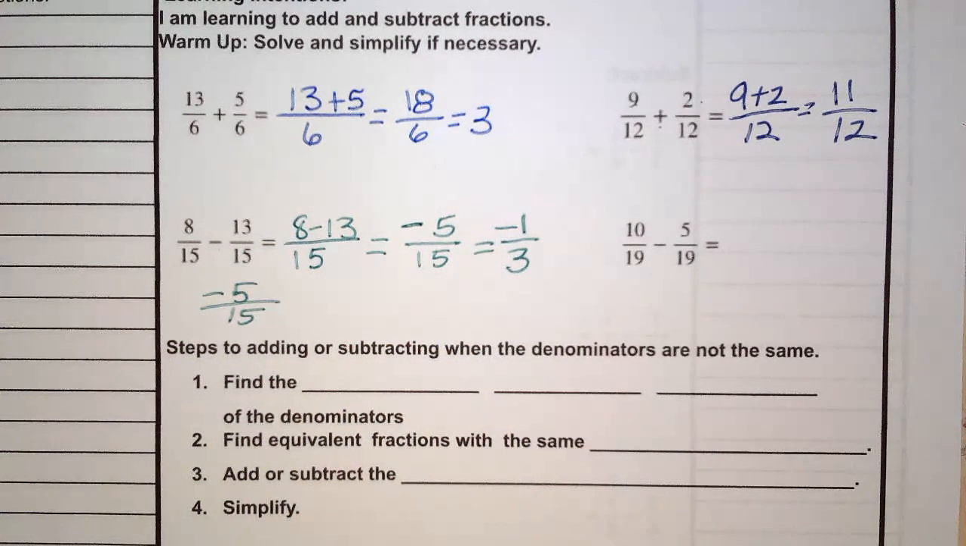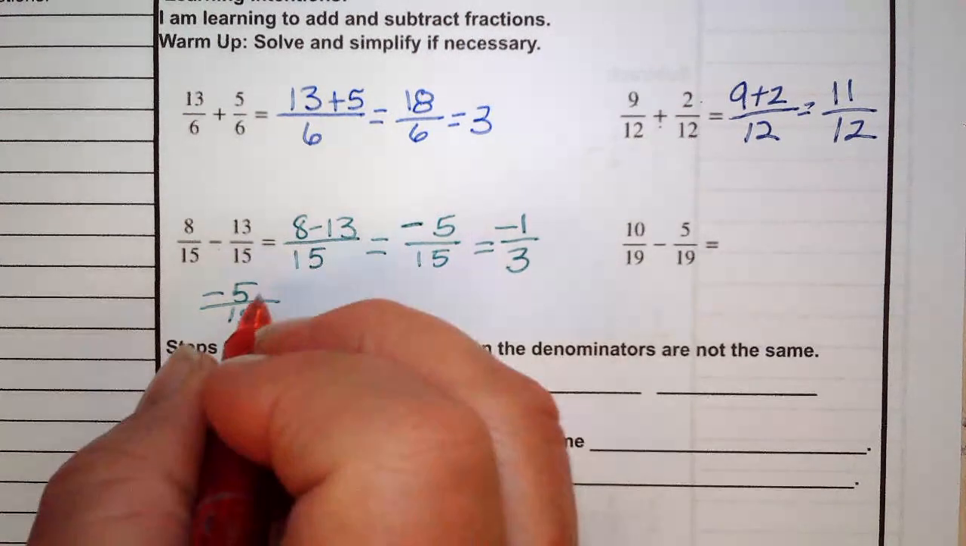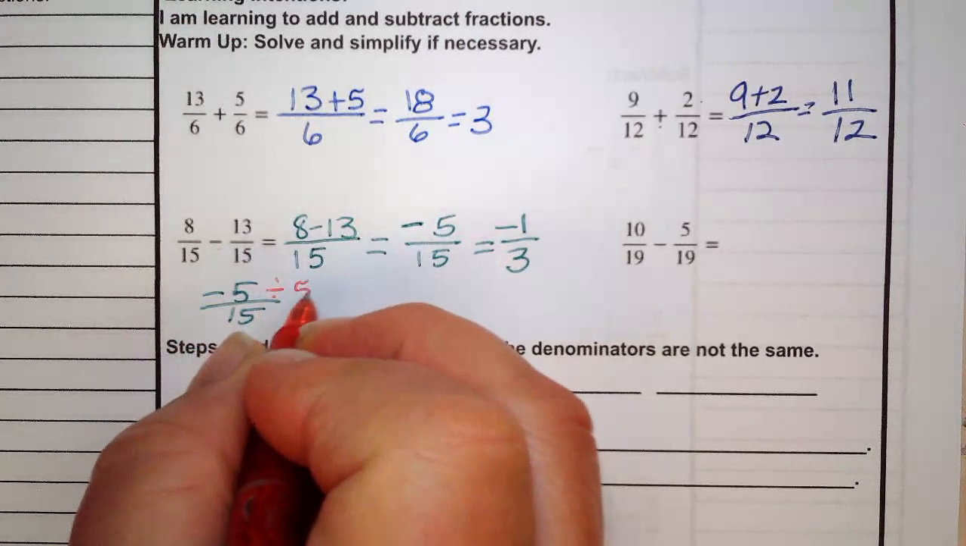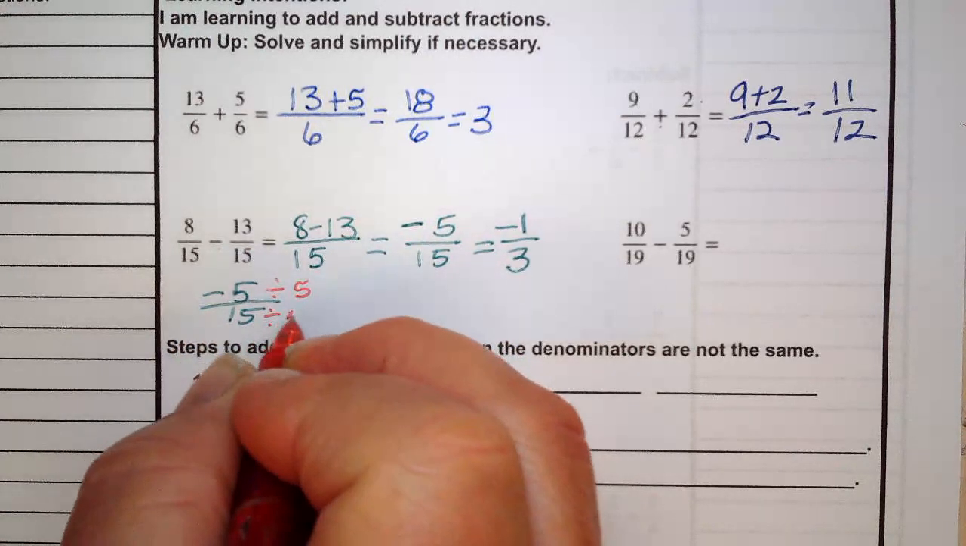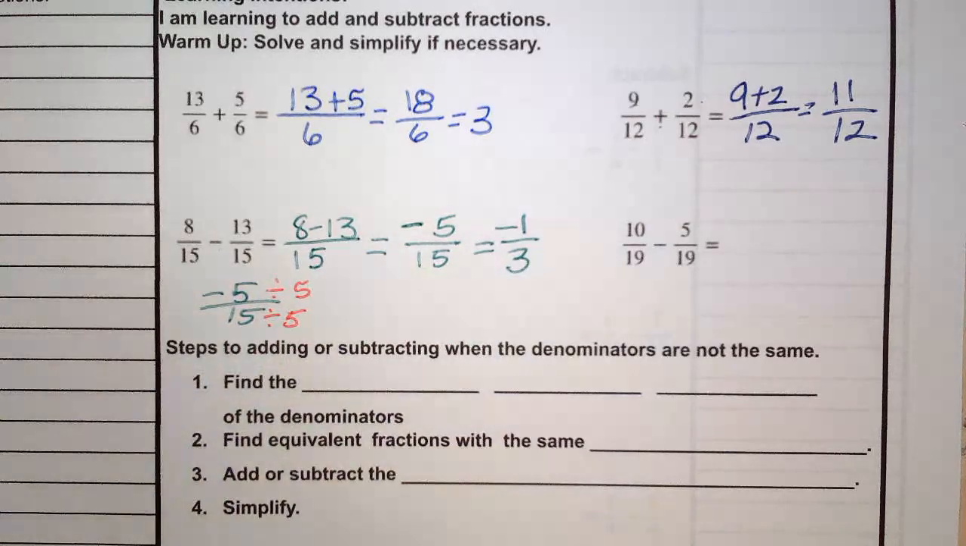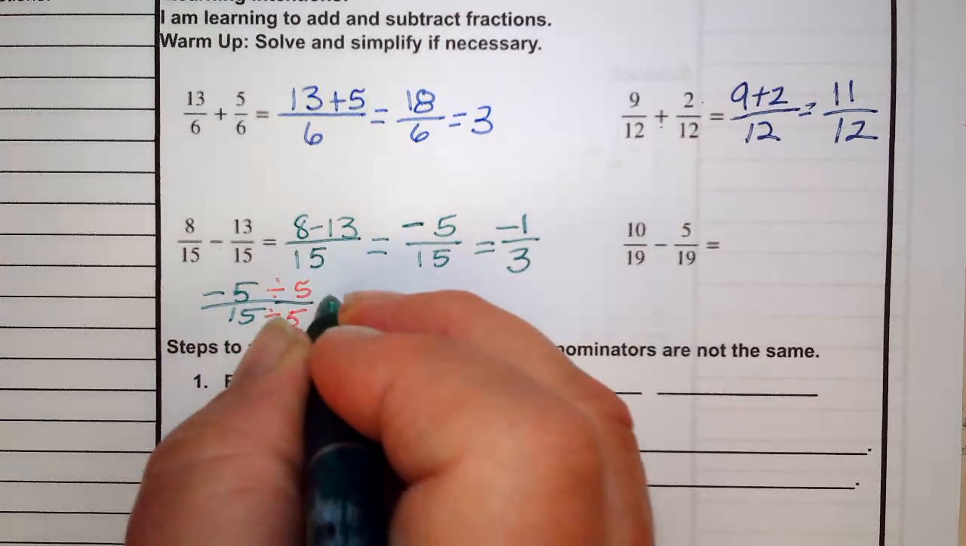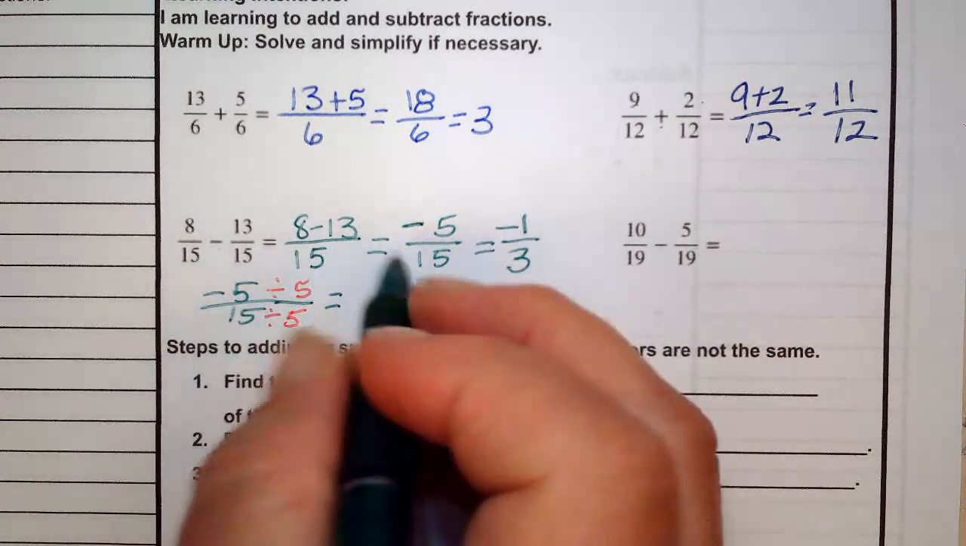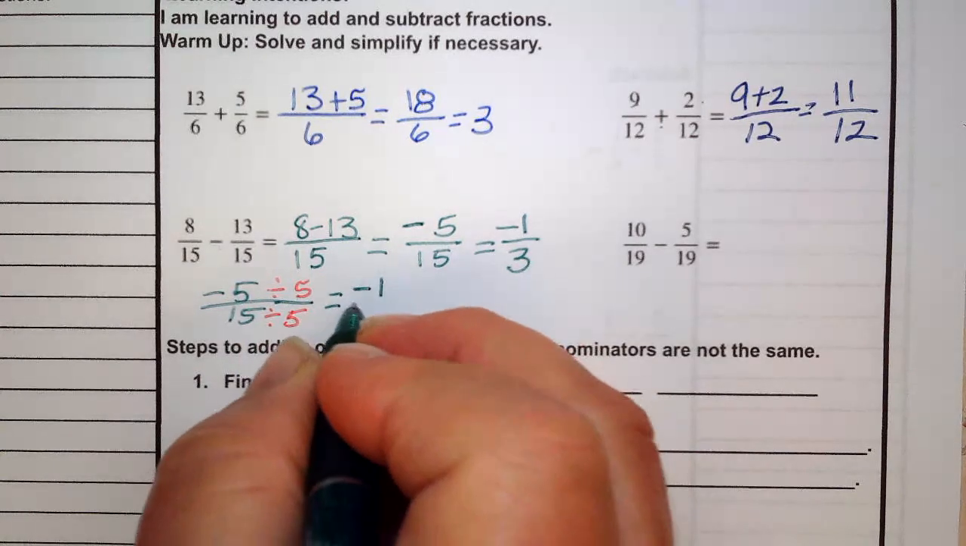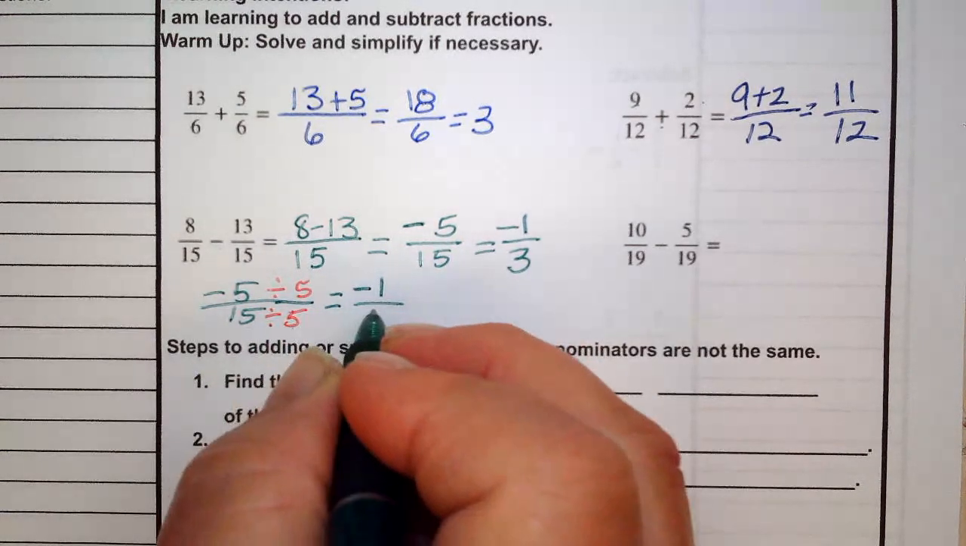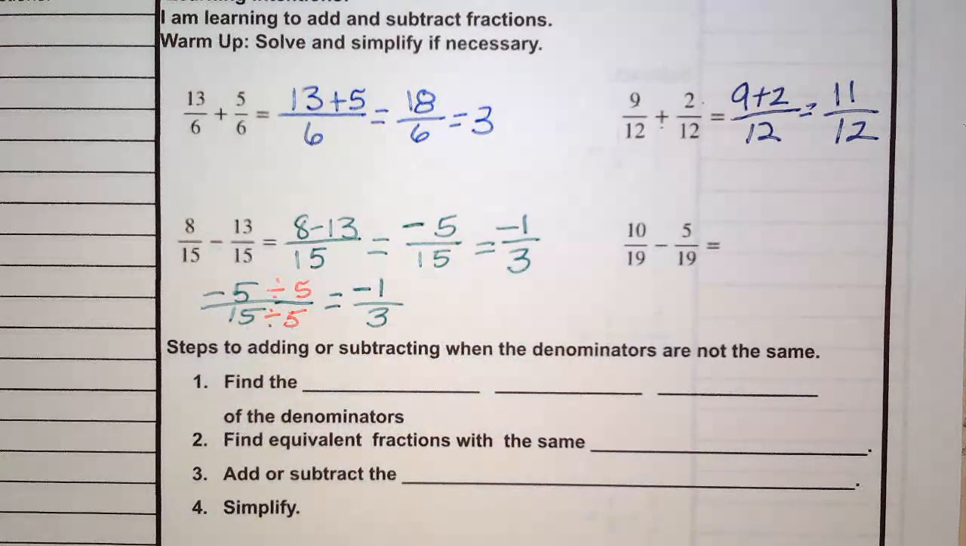If you weren't following along, both of them are divisible by 5. Negative 5 divided by positive 5 is negative 1. 15 divided by 5 is 3. So that shows you again how you simplify.